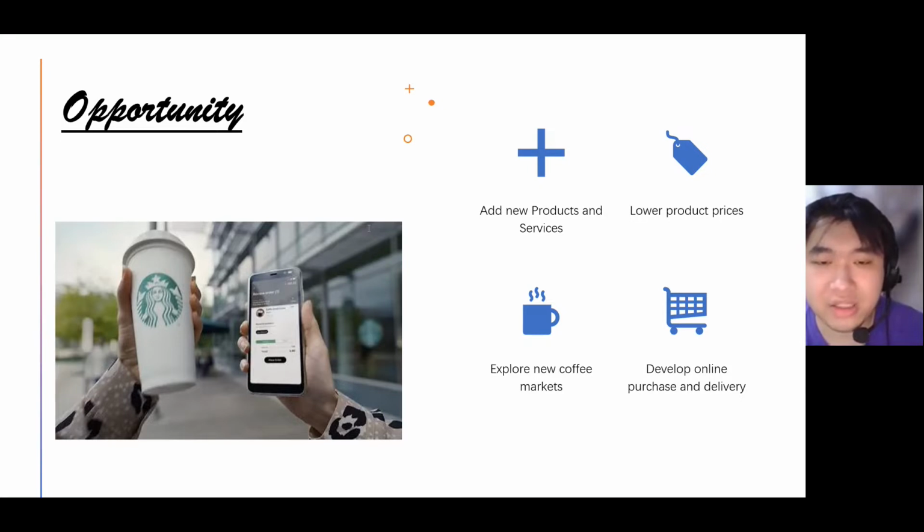Therefore, Starbucks can attract more customers by adding new products, providing new services, and lowering product prices. Lowering product prices is often a powerful tool to attract customers. At the same time, it can look for opportunities to expand its global business and explore new coffee markets.